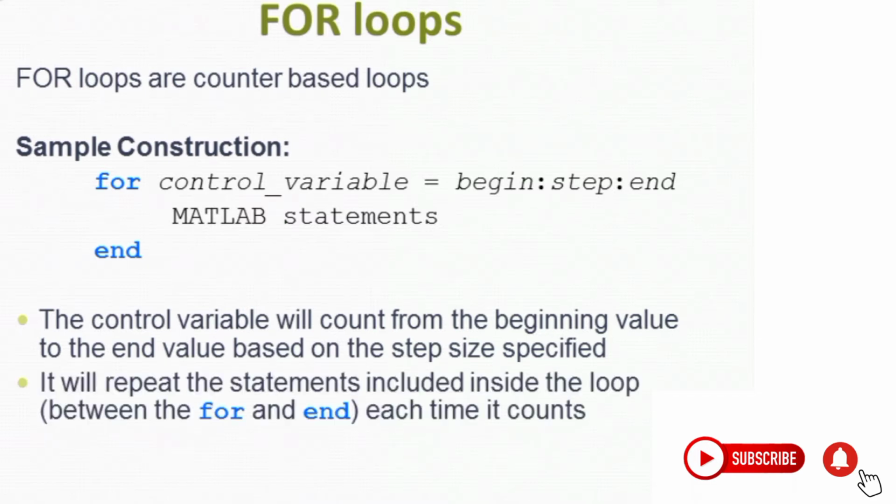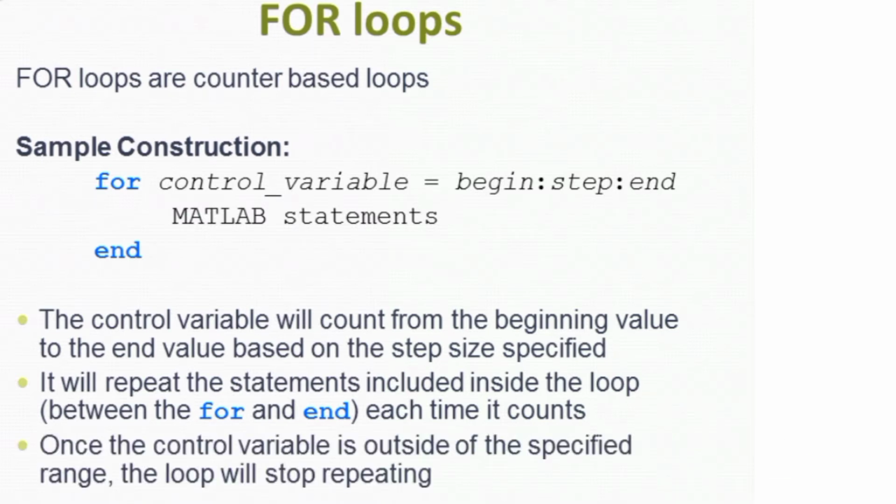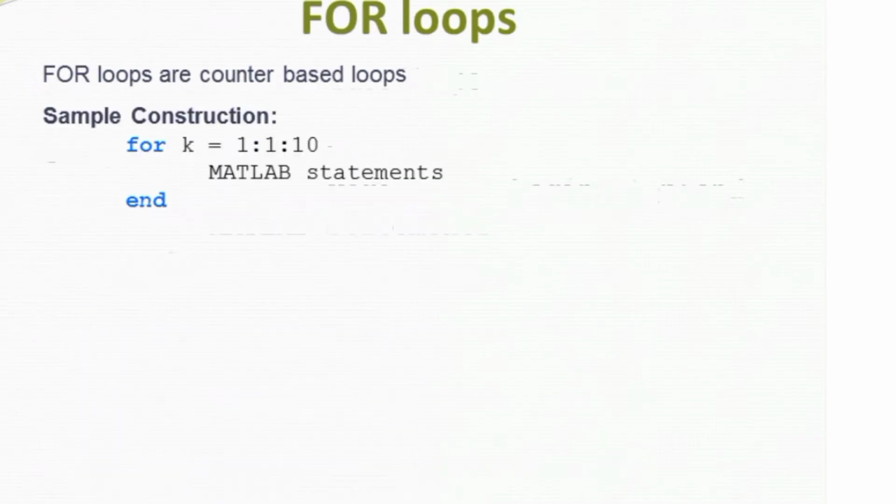The loop will repeat for however many times it takes to count from the beginning to that end based on the step, and it will repeat those statements between the for and the end statement. And once the control variable reaches a value that's outside of the range that we've specified, the loop will stop repeating. All right, so let's actually plug some values into this structure and see what happens.